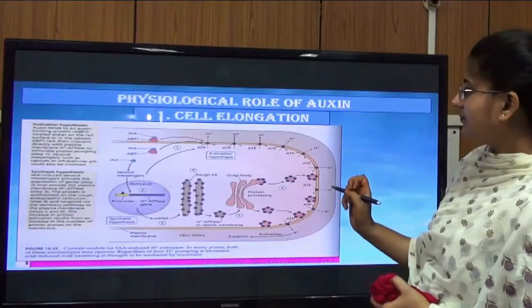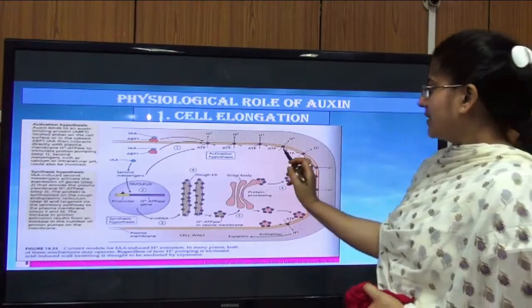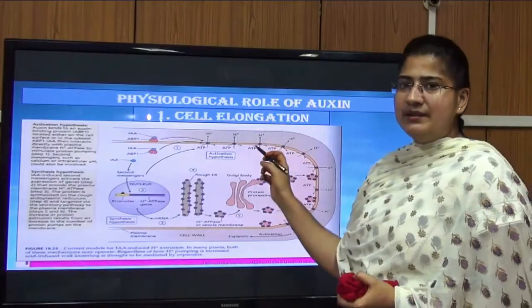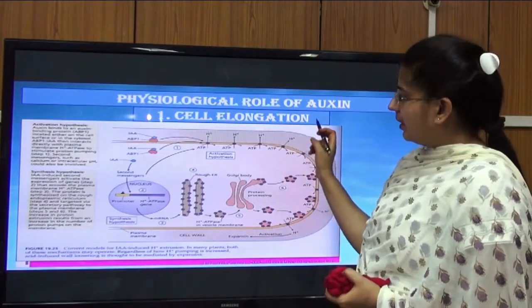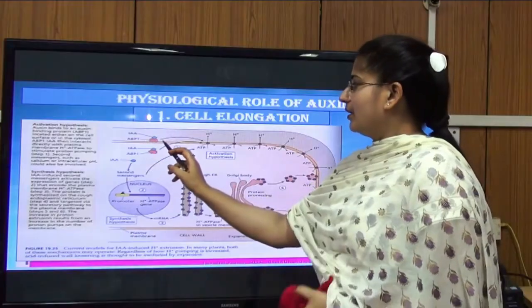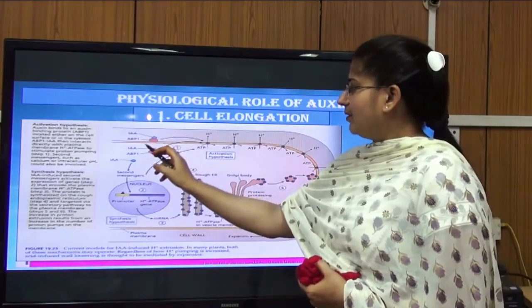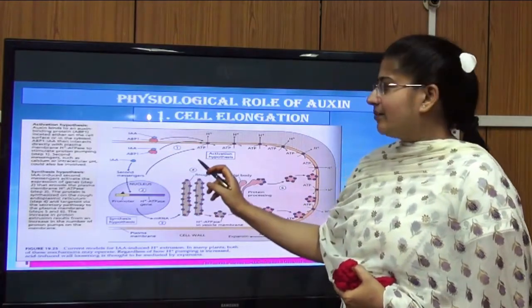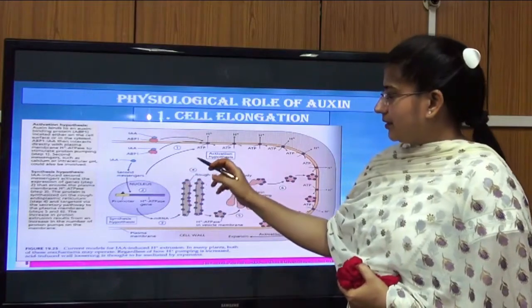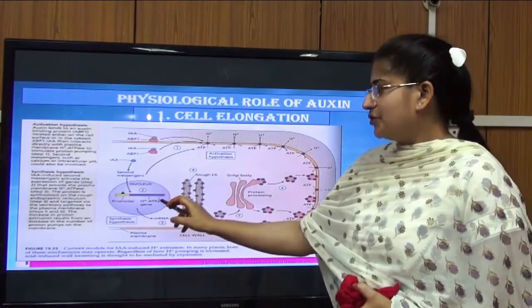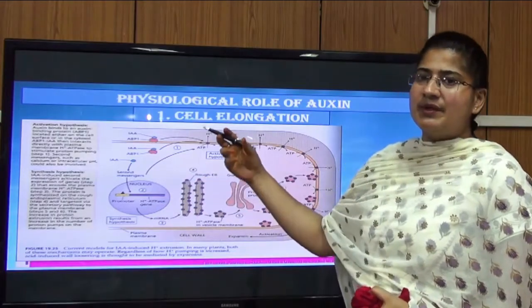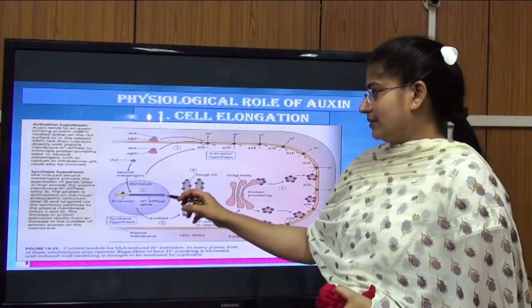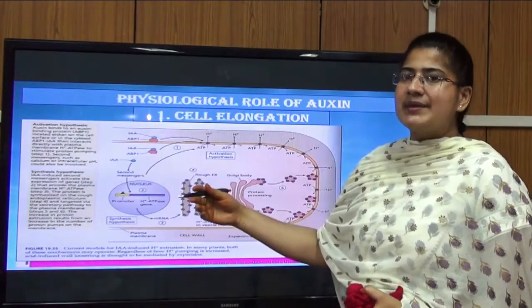So you can see in this figure what happens. This is the plasma membrane and it has auxin binding protein on the plasma membrane. If exogenous auxin is present, it will bind with this ABP, which is the receptor of auxin, and when there will be binding of auxin with its receptor, it will cause a signal transduction mechanism, and by this signal transduction pathway this information will be received by DNA which is present in the nucleus that auxin has been received by the cell.